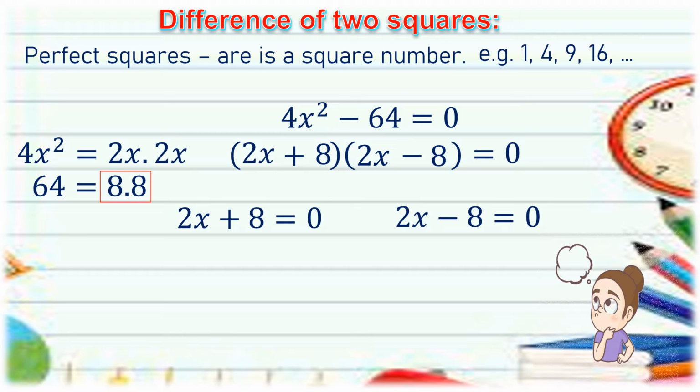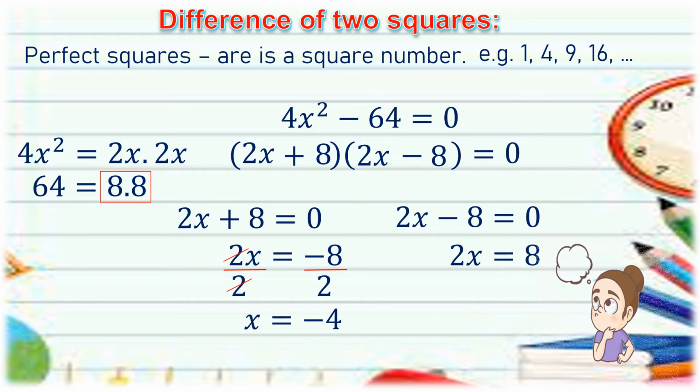So 2x plus 8 is equal to 0. Transpose 8 to the other side, it will become negative 8. Dividing both sides by what number? Correct. By the number beside your x, which is 2. Then cancel and cancel, so x is equal to negative 4. The other way around, we are going to transpose minus 8 to the other side, it will become 8. Dividing both sides by 2, we get x is equal to 4. So the roots of this quadratic equation are negative 4 and positive 4.